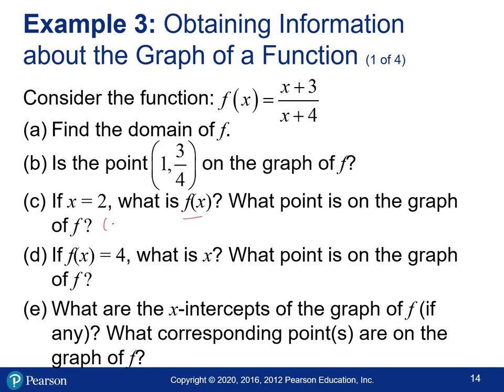So a point would be an x comma y ordered pair. So we already know, let's just say equals, not or. We already know x is 2, so the question is what's y? So we'd have to answer that. And then part D, if y is 4, what's x? So that one looks like what's x when y is 4 as a point on the graph. And then part E, what are the x-intercepts on the graph, if there are any? And then what are those points?